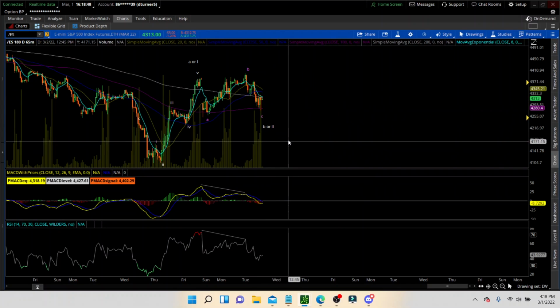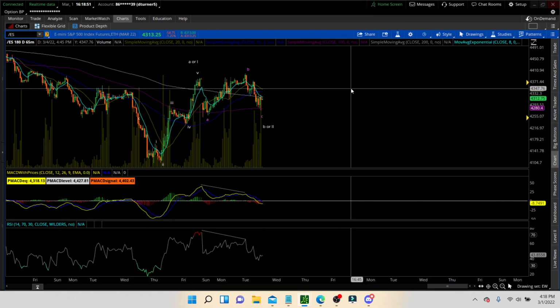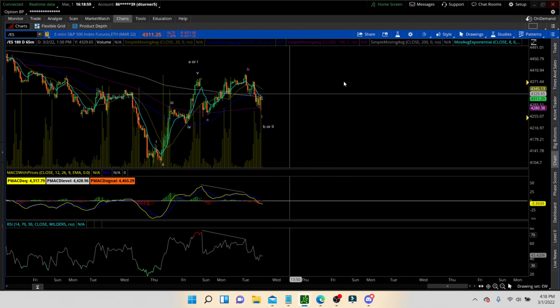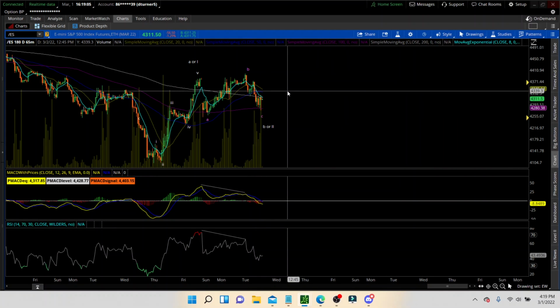Now, can price go back down? Sure, it can. We did hold on to just one runner for our puts that's been doing pretty well, not from the top, from this backtest here. All right, so that's all I got to show you right now.